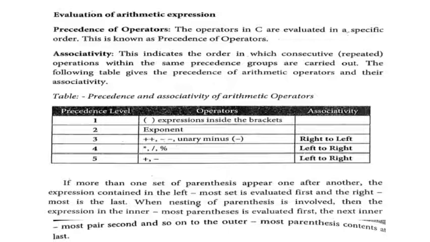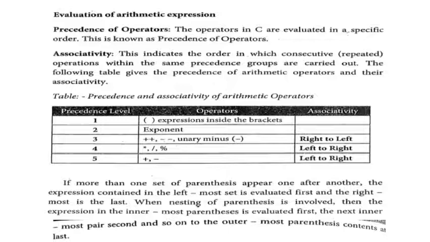Associativity. This indicates the order in which consecutive, repeated operations within the same precedence group are carried out. The following table gives the precedence of arithmetic operators and their associativity. The table shows the precedence and associativity of arithmetic operators.